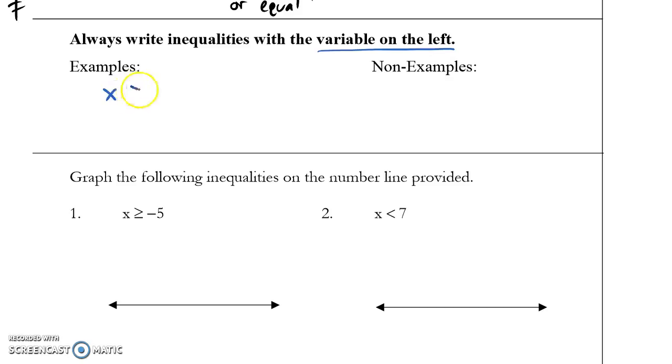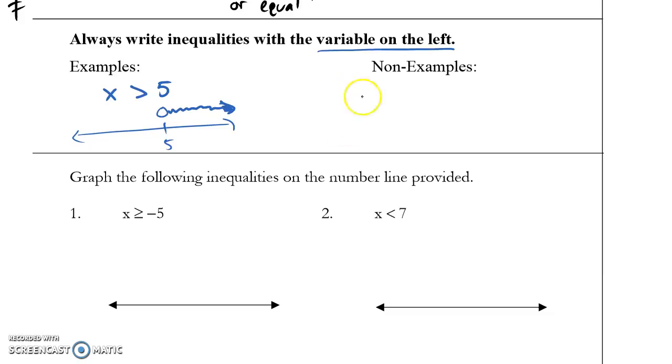For example, x is greater than 5. The variable is on the left of the symbol. If I were to graph this, I'm going to have 5 on my number line. It's going to be an open circle. And I'm going to shade to the right with an arrow to the right.